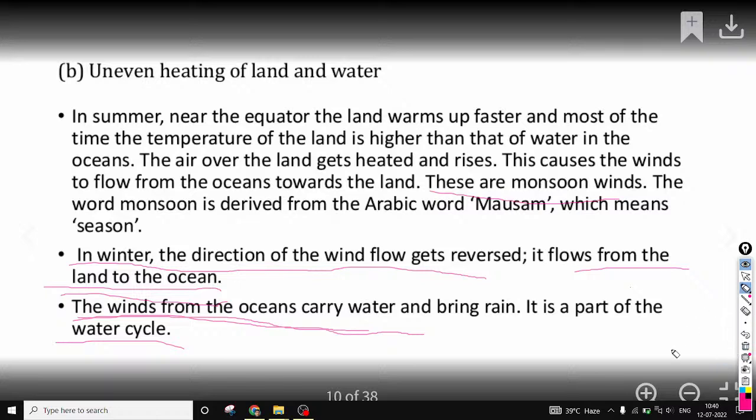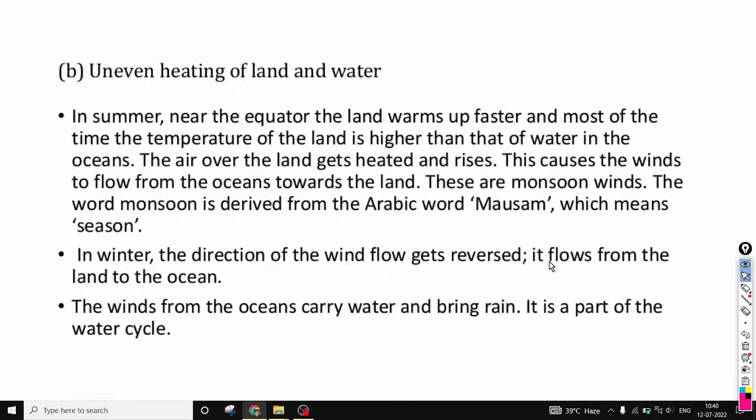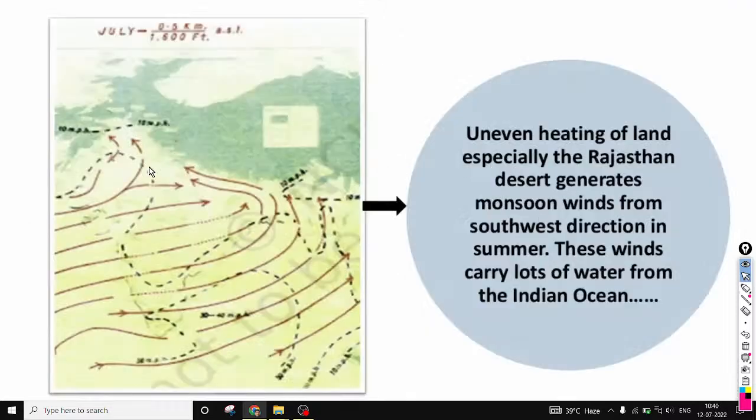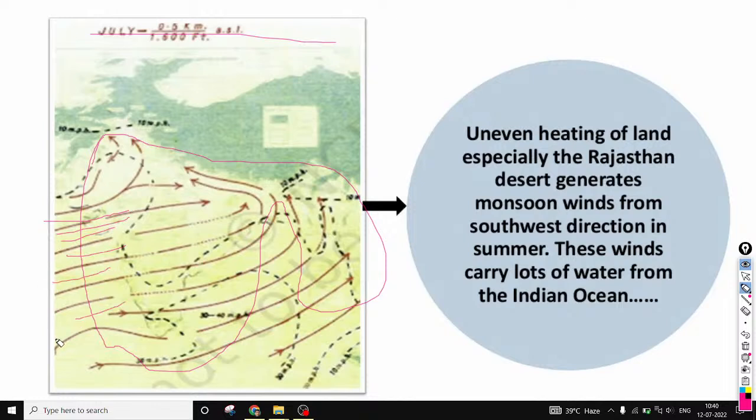Now we have completed uneven heating, and let me discuss some other topics. This is also your India, and here is how the monsoon season or monsoon air arises. You can see here, this is India, and in this particular July season, the air is coming from this direction.